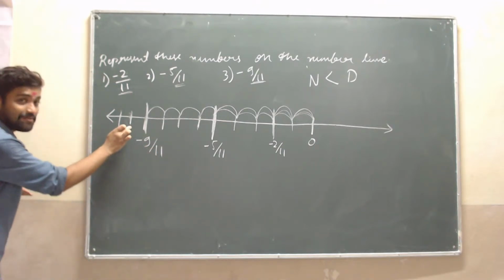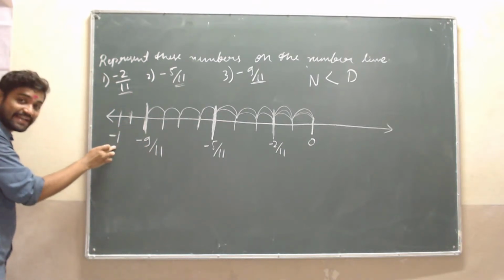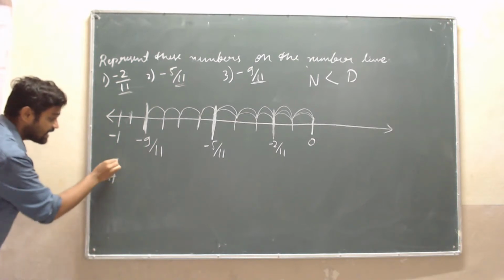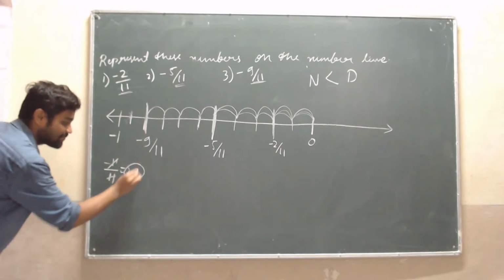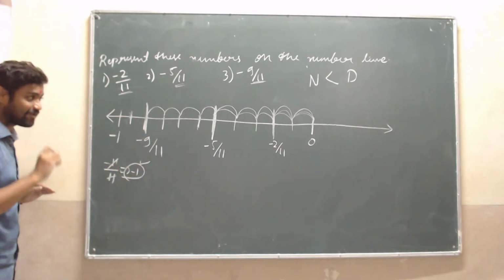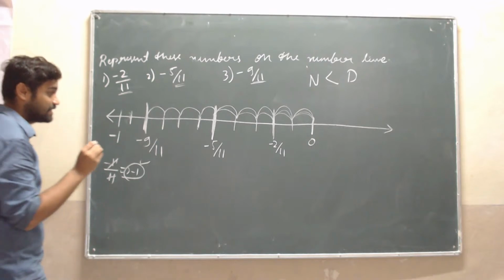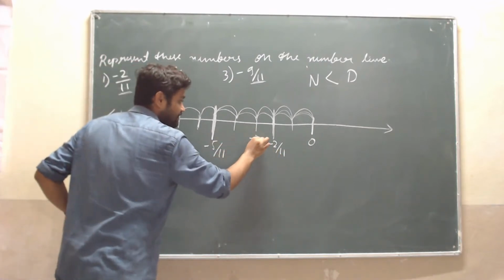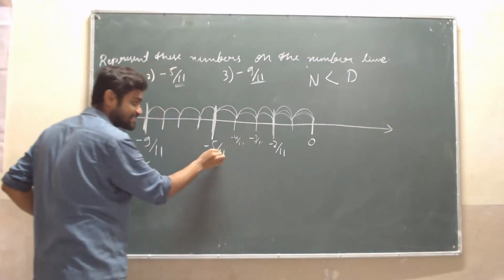And this is minus 10 by 11. And this is minus 11 by 11. And minus 11 by 11 indicates 11 by 11, which is minus 1. Are you clear? See, one more. This is minus 2 by 11, minus 3 by 11, minus 4 by 11, minus 5 by 11.